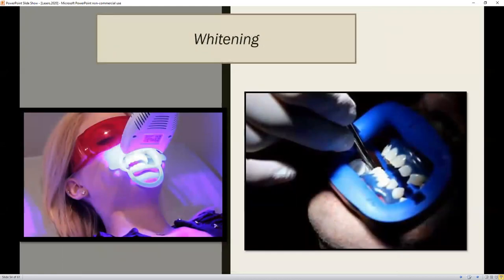Whitening procedures, Zoom whitening for dental offices, that purple light, okay, is part of a laser type wavelength, but you can see that safety glasses and cheek retractors are being used as well. You'll see a painted on rubber dam on the right-hand side, that blue around the gingiva, okay, because you don't want any of that whitening gel, the peroxide gel, to come in contact with the tissue. It will burn the tissue, okay? So that is the painted on rubber dam.